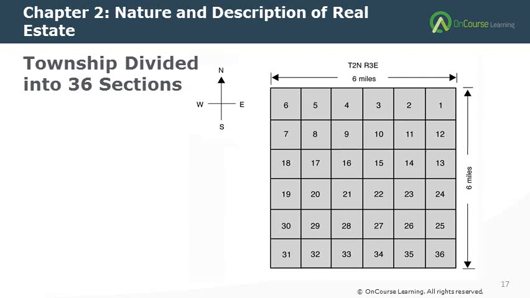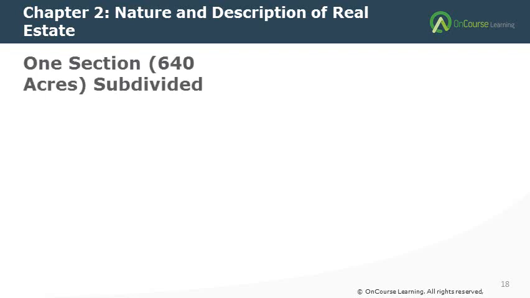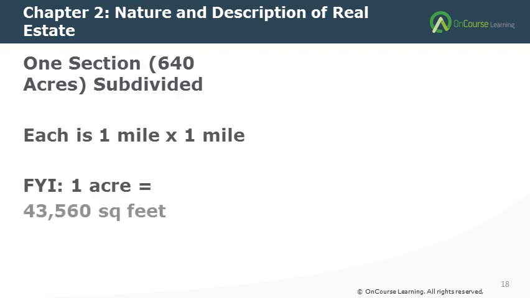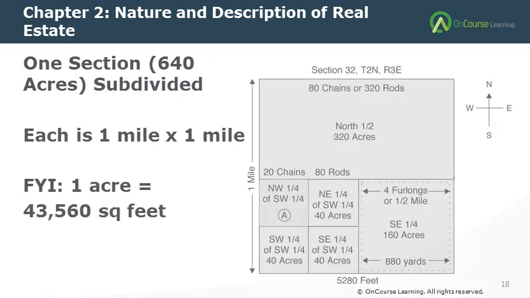Each township is then divided into 36 sections. Each section is 1 mile by 1 mile, or 640 acres. And as a reminder, 1 acre is 43,560 square feet. So each one of these sections is about 1 mile by 1 mile.